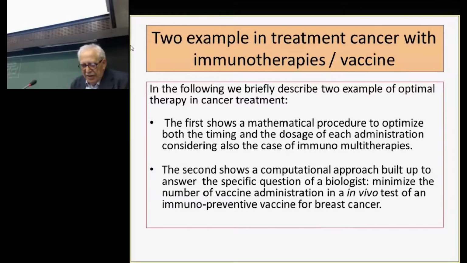Okay. I will show two examples to explain the two opposite situations. I have no data on the software by Sphere. The first one shows mathematical procedures to optimize both timing and dosage, considering multi-therapies. And the second one is the experience we have done with Francesco and a colleague in biology.